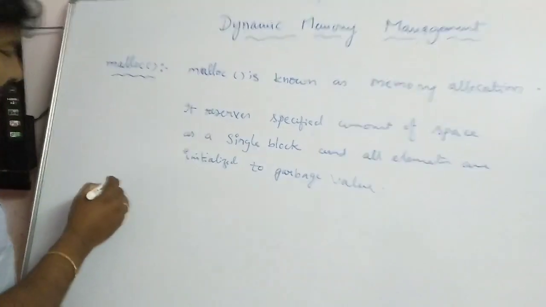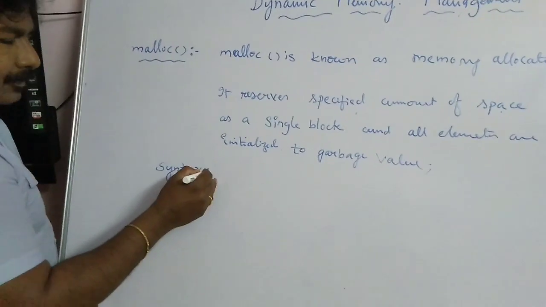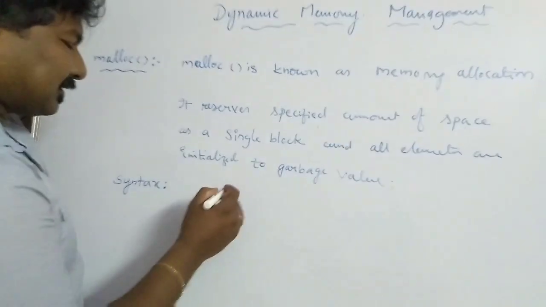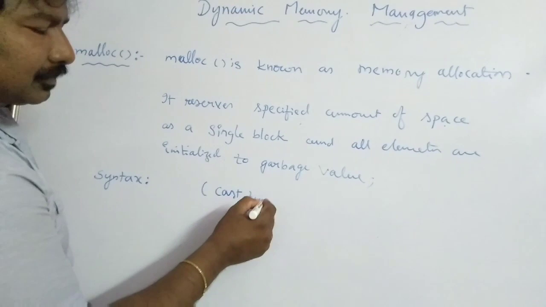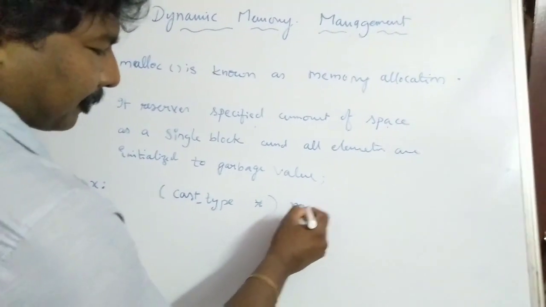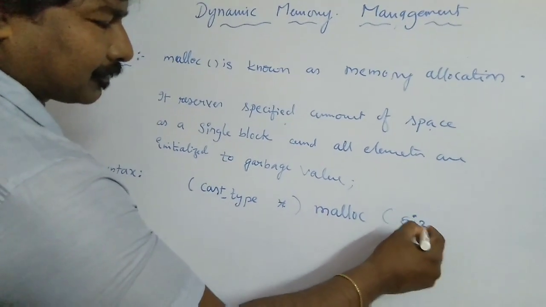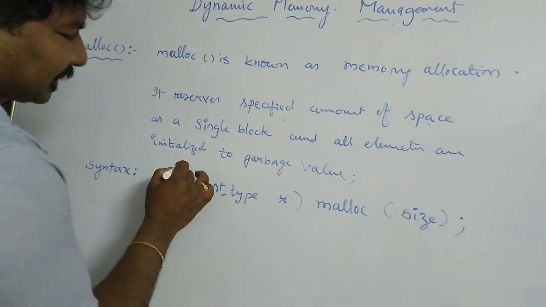Okay, so syntax. How to declare this particular malloc function is: cast type star, malloc, size. Okay friends, this is the syntax rule.